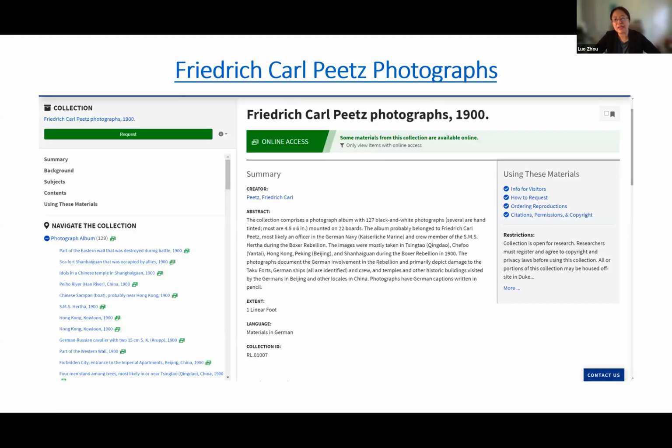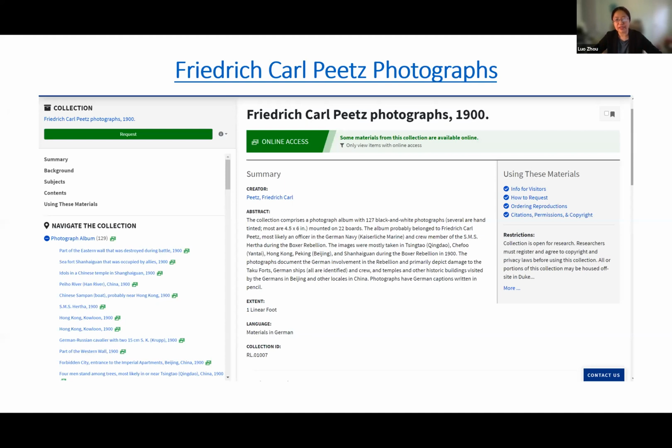Now, a second example is the Frederick Pease photographs. This is a very small collection. This is in one photo album, as you can see. It's just one photo album. So if you click open, you actually see each individual photo. So the organization of this collection is straightforward. It's just by the order in which these photographs appear in the album. And when we look at the album, they're very interesting.